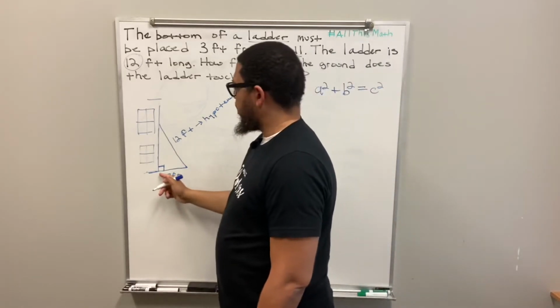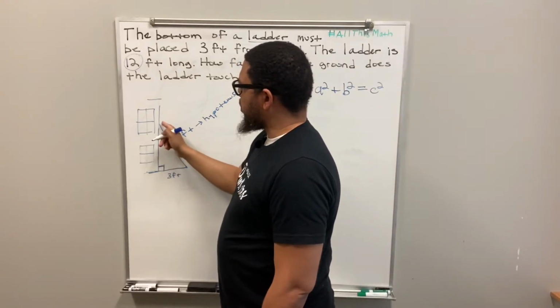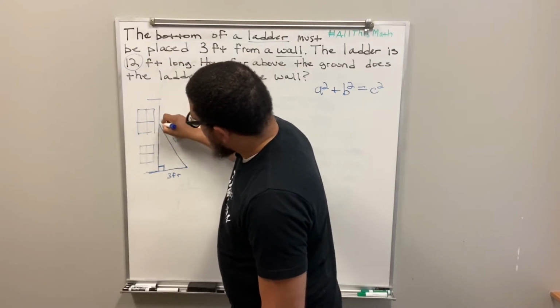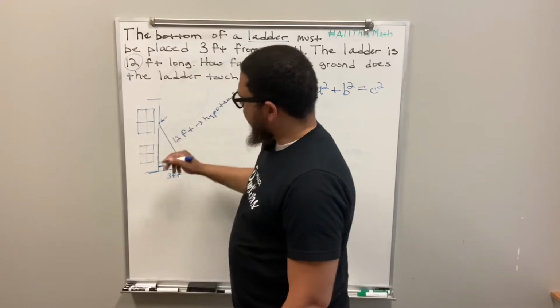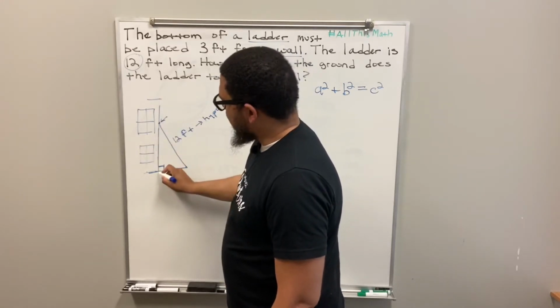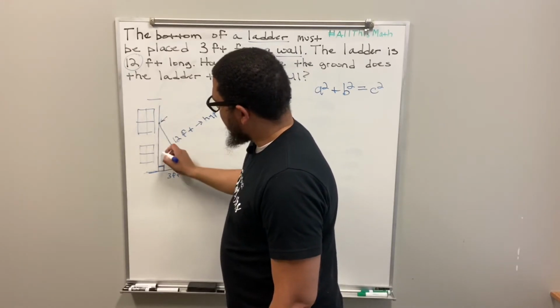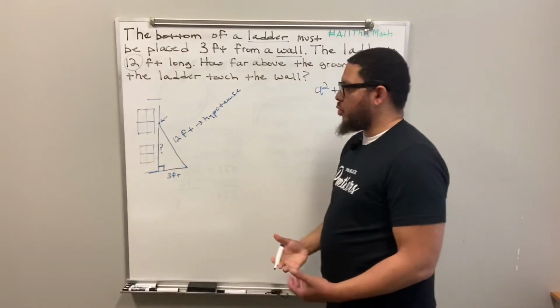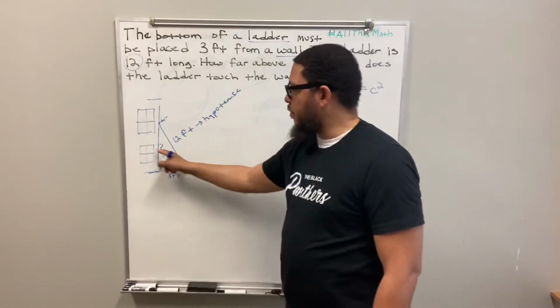Then the question is, how far above the ground does the ladder touch the wall? Here's the ground, right? And here's where the ladder touches the wall, at this point right here. Now the question is, how far above? So what's the length from here to here? That would be the other leg of the right triangle. So now we know what we're trying to do. We're trying to figure out the length of this leg.